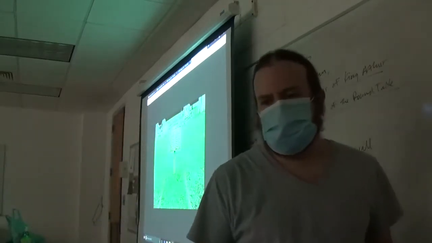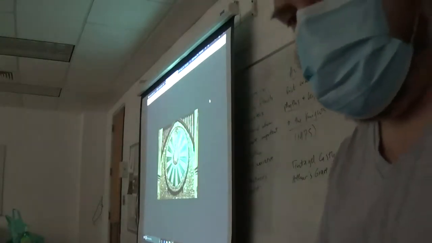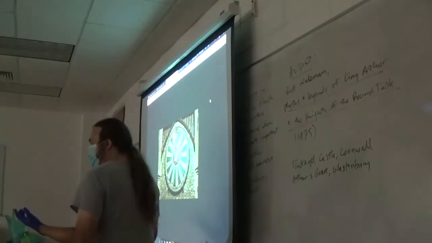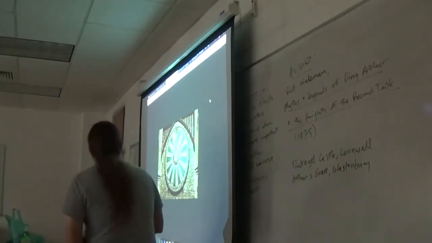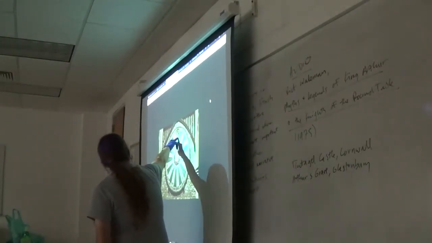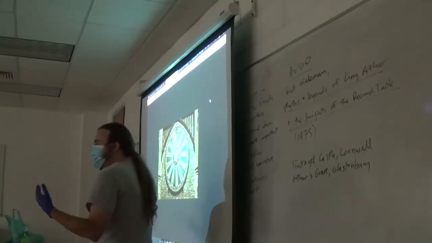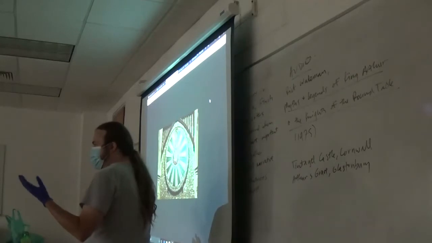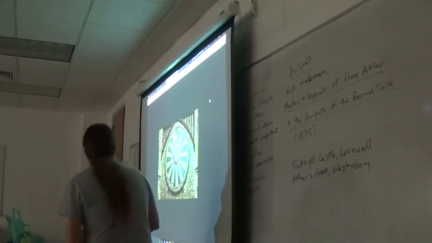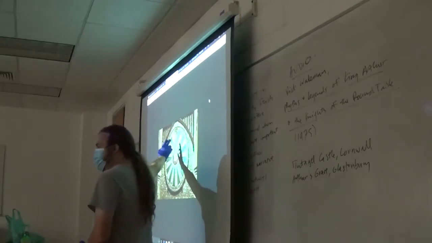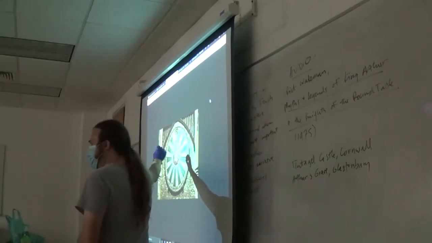And here, we have a round table with Arthur given his place at the top, or at least what is supposedly a round table. The whole point of a round table is that everybody's supposed to be equal. And the names of all of his most important knights painted around the edges, right? Each in their place.